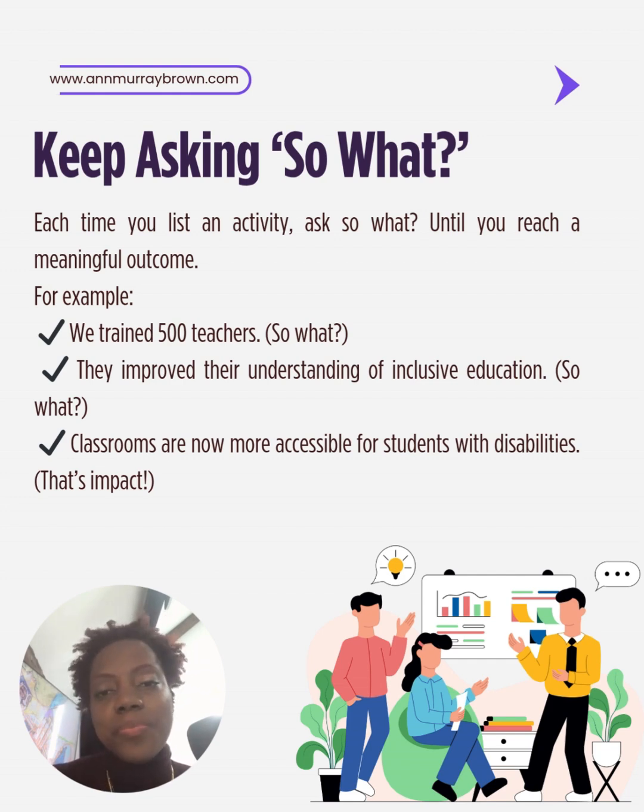Take, for example, "we trained 500 teachers." Ask yourself, "So what?" As a result of the training, they improved their understanding of inclusive education. "So what?" Okay, because of that, classrooms are now accessible for students with disabilities. Now we're talking, and that's when you're getting to outcome level and impact to capture behavior change.